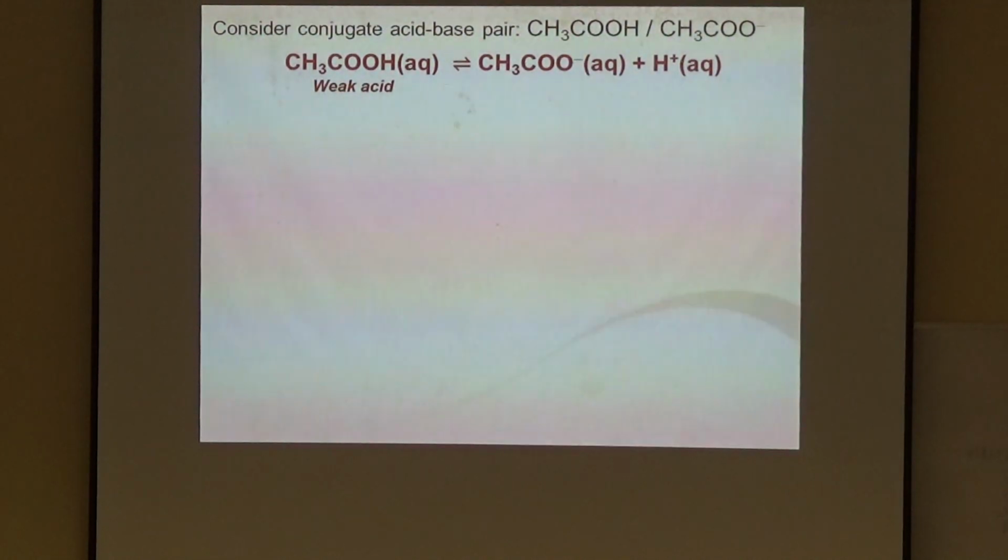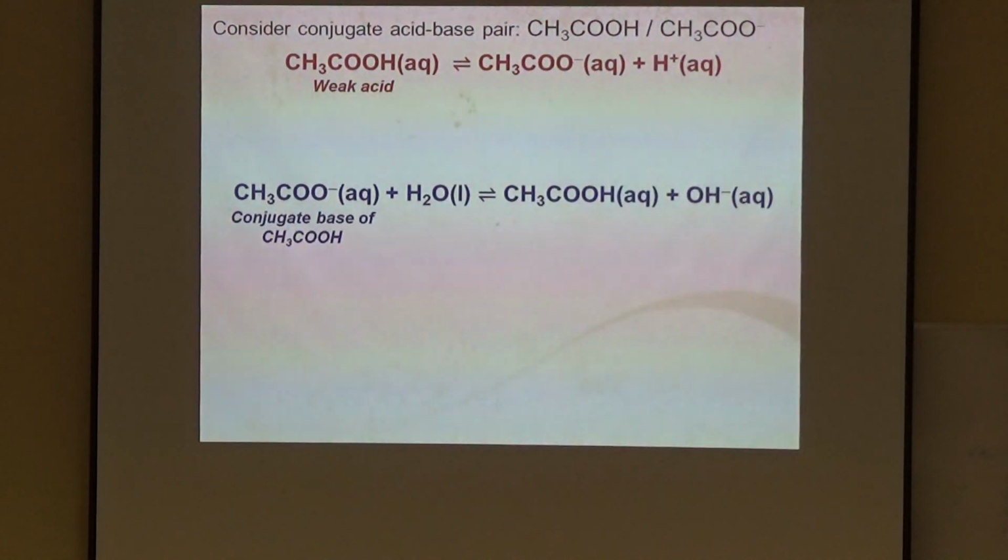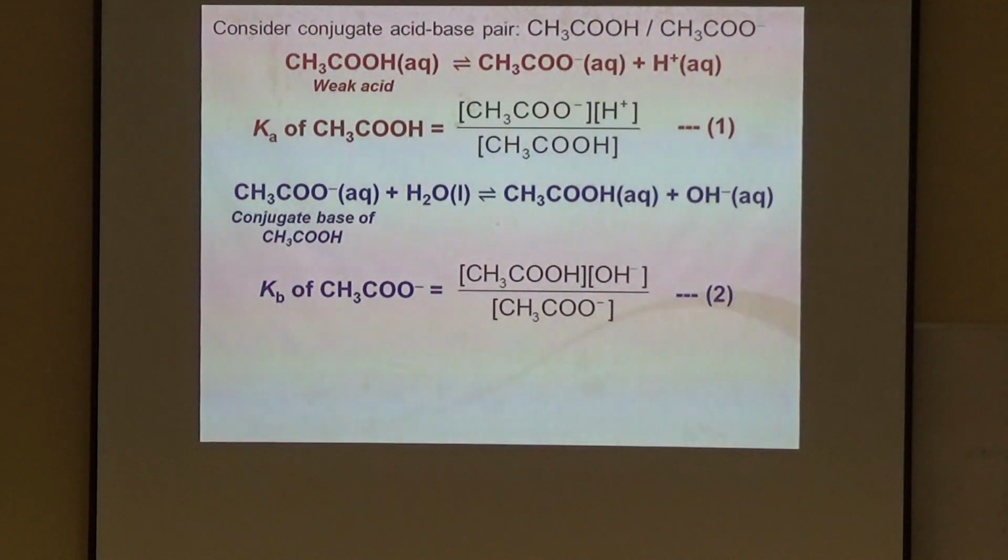Let's consider conjugate acid base pair. I want you to look at this because this one is printed for you, so you just need to understand what is happening. Can you recognize that in both the expressions there is the CH3COO-? And in both expressions, you have the CH3COOH. But it's just that it's opposite. One is the numerator, one is the denominator.